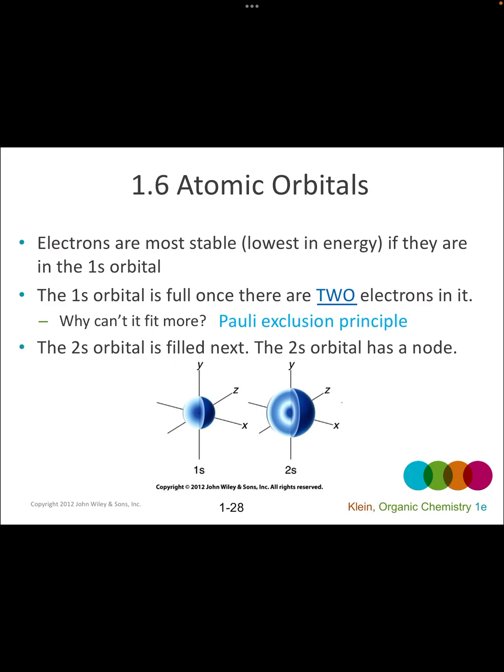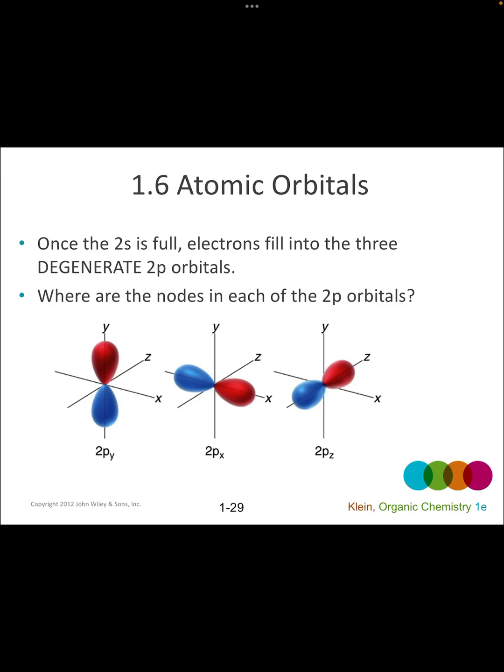The 2s orbital is filled next, and like we said, the 2s orbital has a node right there, that white space. Now, once the 2s orbital is full, of course, because there are atoms that have more than 4 electrons, 1s and 2s together only fill 4 electrons total. So once that 2s is full, electrons have to be in slightly higher energy orbitals, and those are the 2p orbitals, which are still in the second energy level, but slightly higher than 2s, and they have these odd lobed shapes.